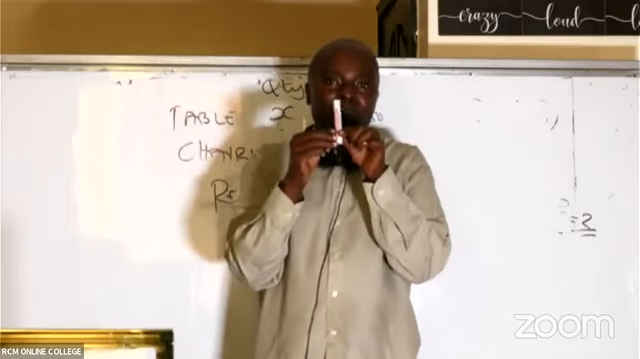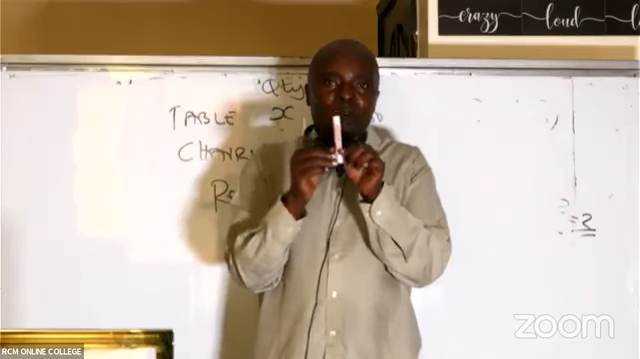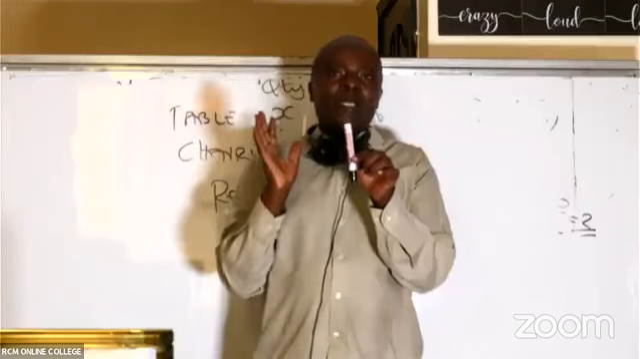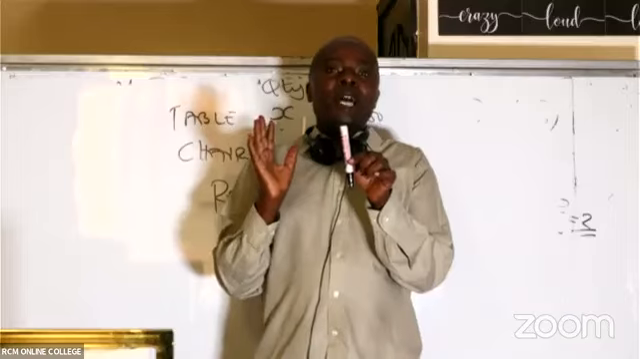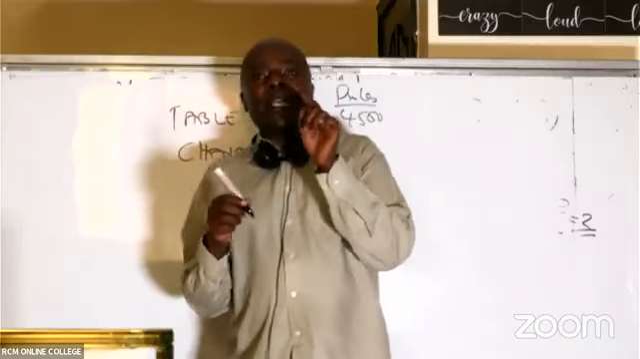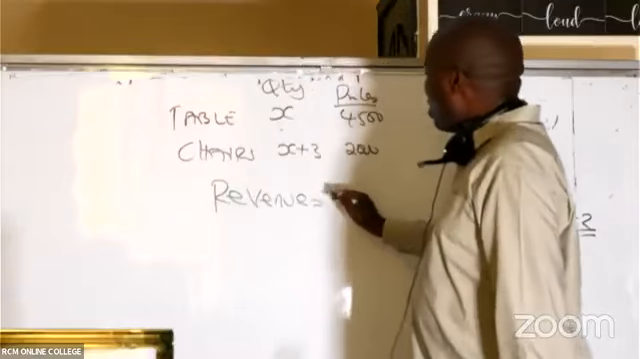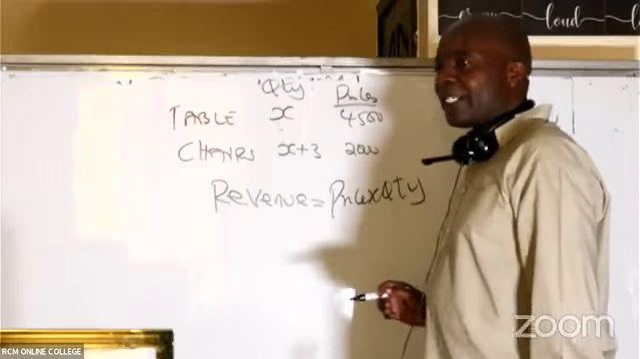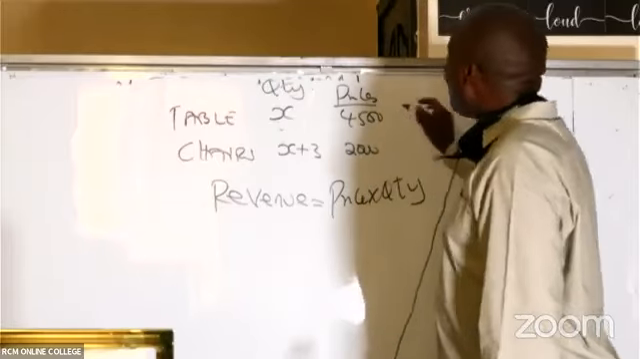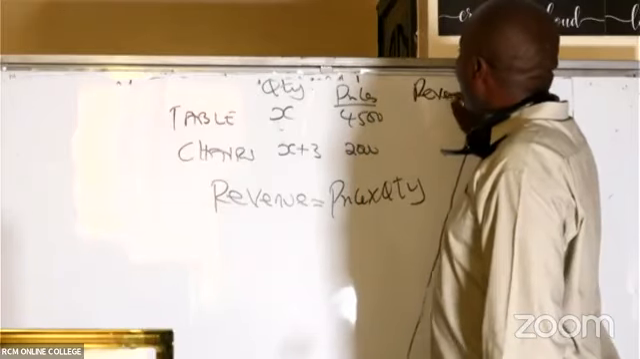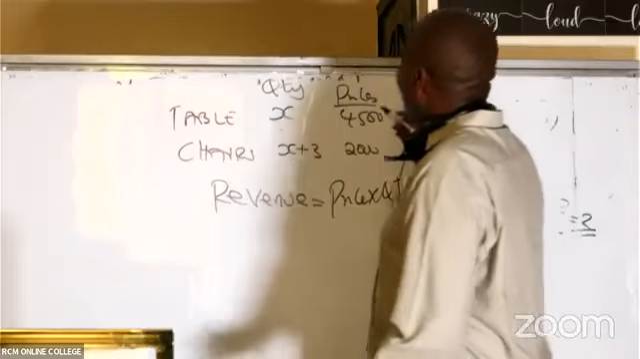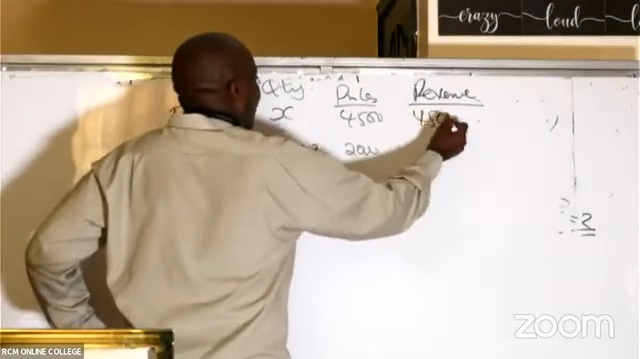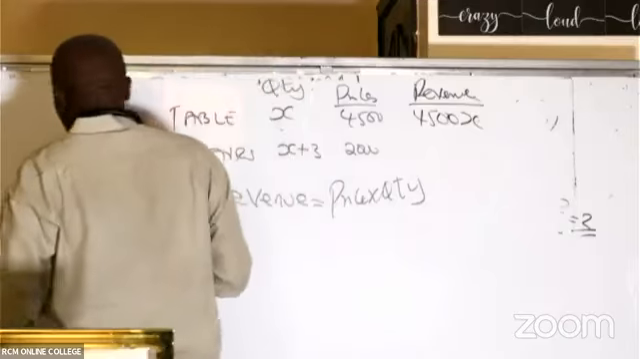Each pen goes for 10 shillings, and then quantity I sell 20. 200. How have you gotten the 200? You know that revenue will always be equal to price times quantity. So then here I need to come and create a column for revenue. So revenue, remember this is price per table times quantity. So this will be 4,500x.